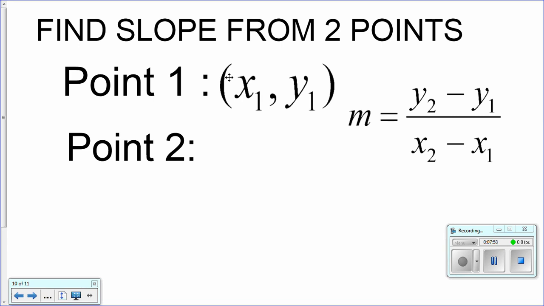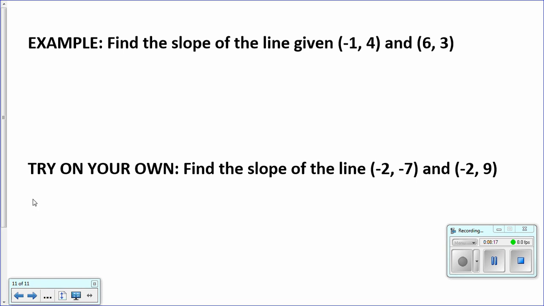So point 1, whatever point you pick, that's going to be your x1 and y1. Okay? Point 2 will give you your x2 and your y2. So you're literally just picking 2 points and pulling the x and y's from those points to fill in your formula. Okay? Alright, so let's go ahead and try a problem. So here, find the slope of the line given it goes through negative 1, 4, and 6, 3.